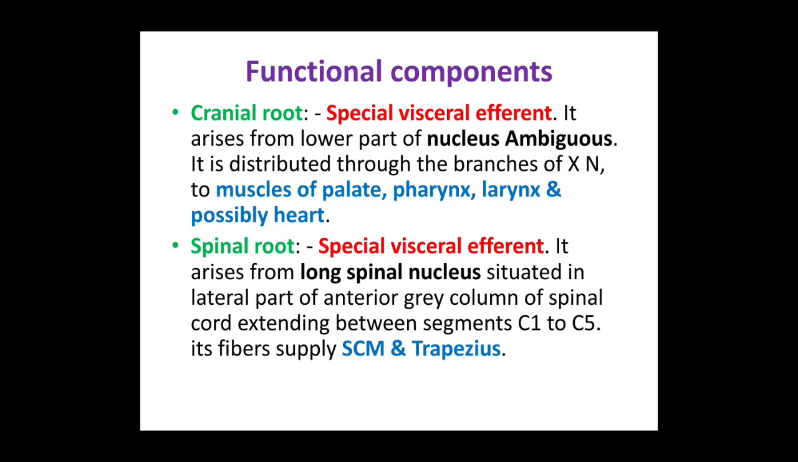Next, the spinal root. This has a special visceral efferent. It arises from the long spinal nucleus situated in the lateral part of the anterior gray column of spinal cord, extending between the segments of C1 to C5. Its fibers supply the sternocleidomastoid and trapezius.